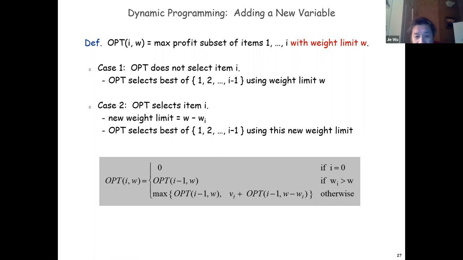Okay. Obviously there are two simple situations. One is that if I is a zero, that means obviously there's nothing, you're done. And another one, what happened if your remaining weight is lower than the current weight of the item, obviously too heavy. So I'm not going to select. You don't have a choice. So you skip this item. Does that make sense? Right? So that's the solution.